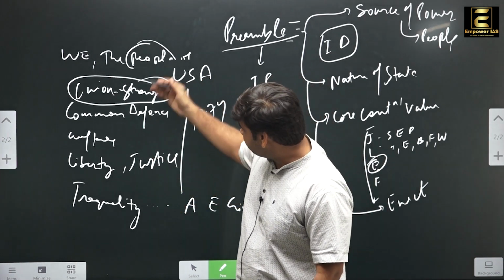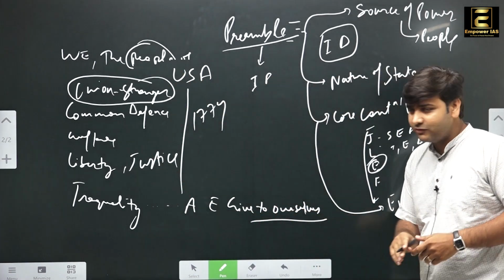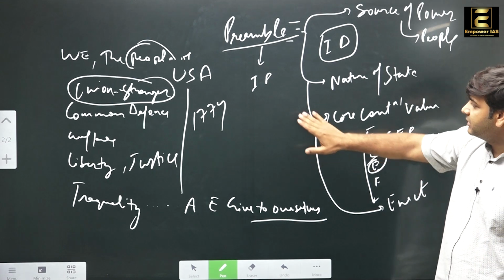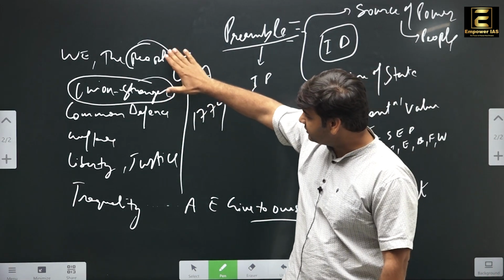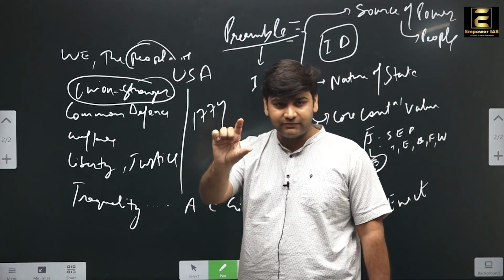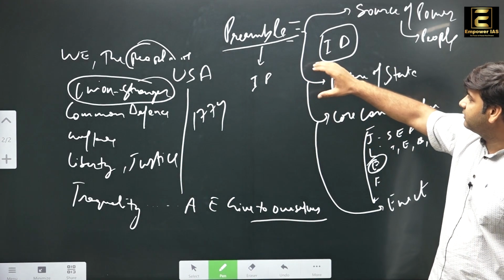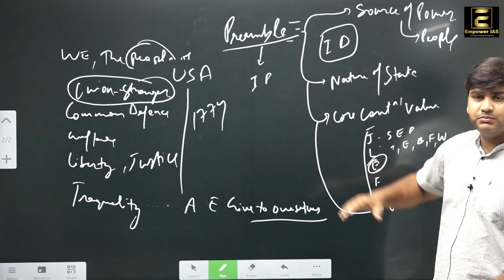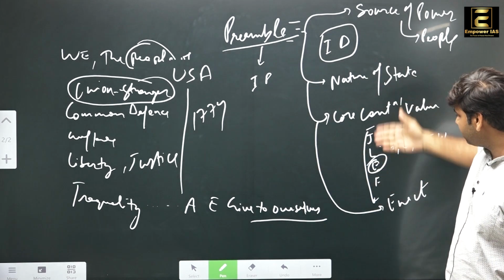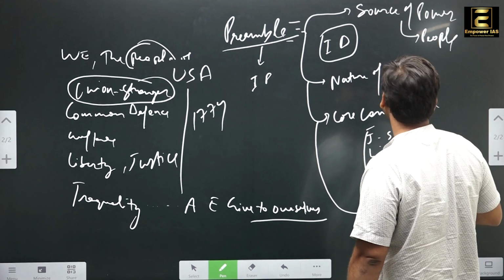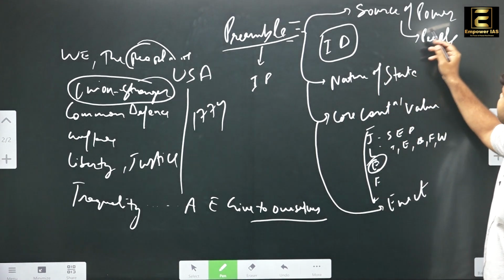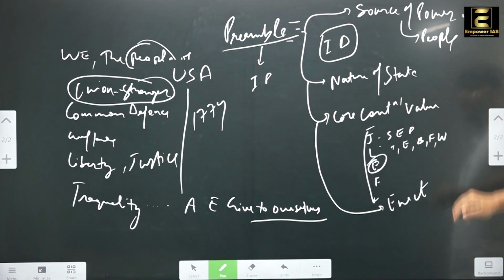So, no need to discuss the preamble of the United States, but the only thing is they just mention these few ideas in a paragraph, whereas the preamble to the Indian constitution is a bit exhaustive. It talks about many things. So we have already seen what the source of power in India is. It is the people. Let us look at the nature of state.